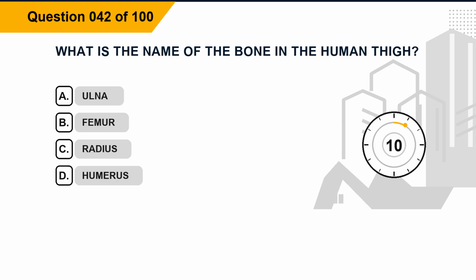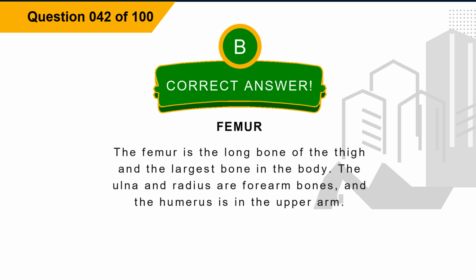Question 42. What is the name of the bone in the human thigh? Option A, ulna. Option B, femur. Option C, radius. Option D, humerus. The correct answer is option B, femur. Explanation: the femur is the long bone of the thigh and the largest bone in the body. The ulna and radius are forearm bones, and the humerus is in the upper arm.